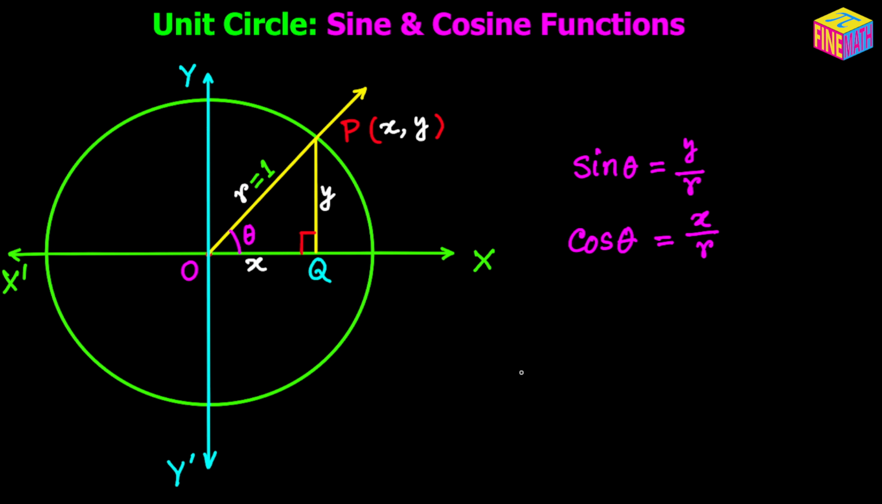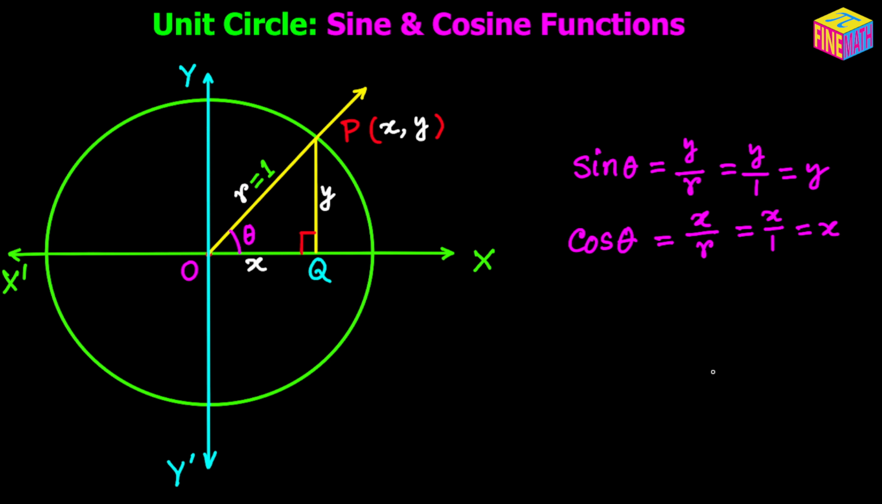Then let's see what happens to our sine theta and cos theta values. Sine theta will become y divided by 1, which is equal to y. That looks very nice. Similarly, cos theta will become x divided by 1, and that will give us x. Alright, so this is excellent.